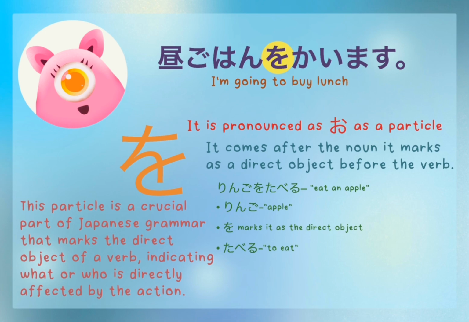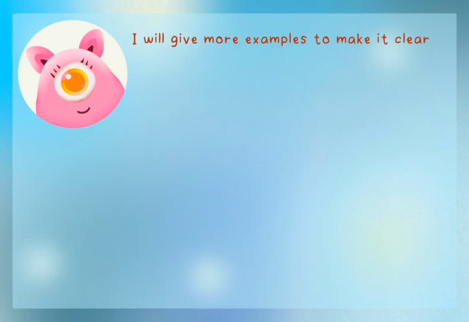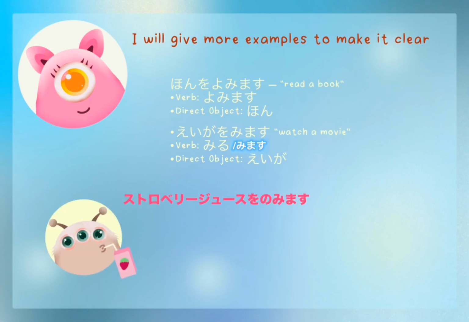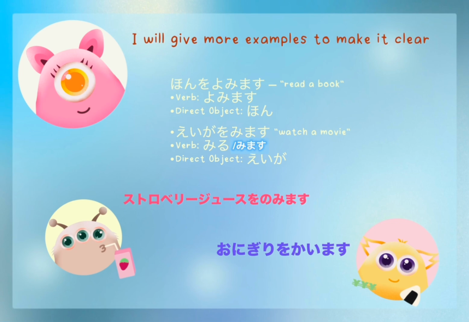This particle is a crucial part of Japanese grammar that marks the direct object of a verb, indicating what or who is directly affected by the action. I will give more examples to make it clear. Hon o yomimasu. Our verb is yomimasu. Our direct object is hon. Next is eiga o mimasu. Our verb is miru or mimasu, and then our direct object is eiga. Next example, Strawberry juice o nomimasu. Onigiri o kaimasu. Just look at how we use the particle o.